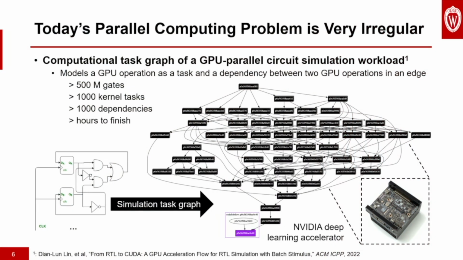However, today's parallel computing problems are very complicated and irregular. Here, I'm showing you a computational task graph of a GPU parallel circuit simulation workload. The task graph models a GPU operation in a task and the dependency between 2 GPU operations in an edge. As you can see, this computational task graph can be very, very large. In this example, where we are simulating NVIDIA's deep learning accelerator design that has 500 million gates, the resulting graph has more than 1,000 kernels and dependencies. Even with the state-of-the-art GPU from NVIDIA, it will take several hours to finish.